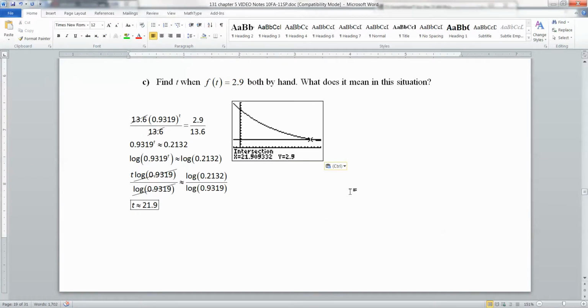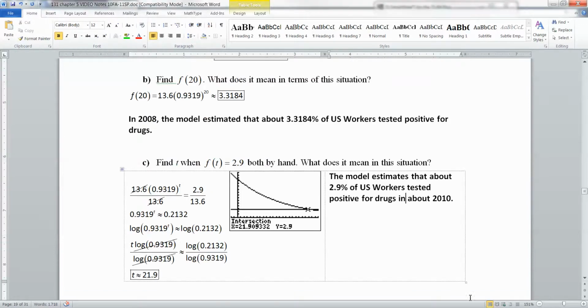I'll even throw that in there real quick. Okay. Now, what does it mean? Well, that's a different story. Hold on, I gotta make a table. There we go. The model estimates that about 2.9% of U.S. workers tested positive for drugs in about 2010, because if you round it to 22, 22 plus 1988 makes 2010.